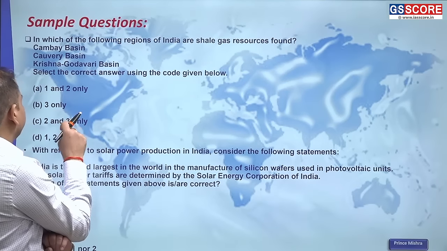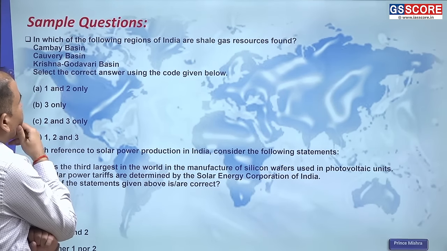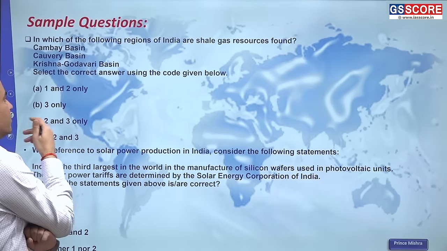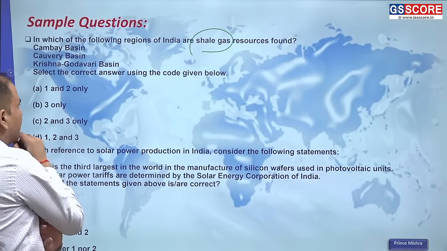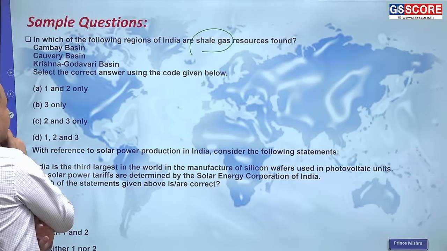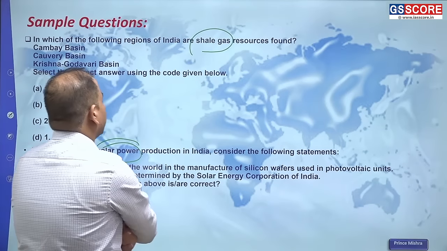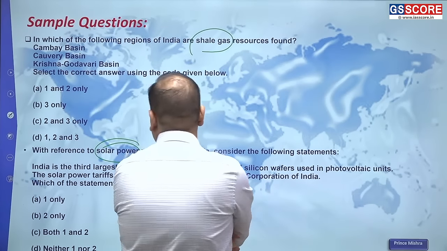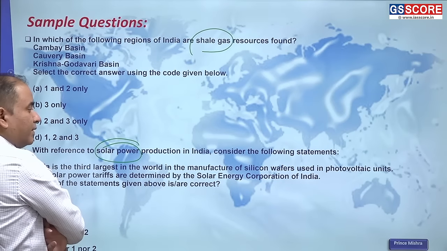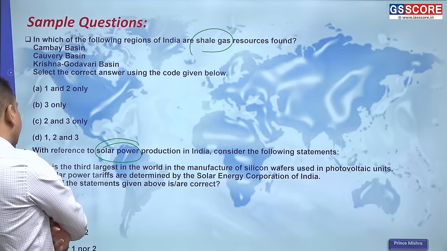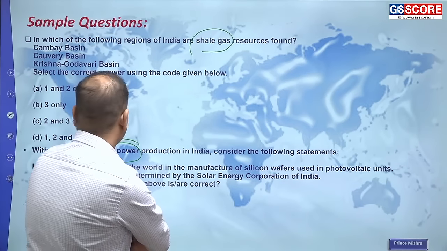Now you will find that questions are regularly asked from this topic, like: in which of the following regions of India are shale gas resources found? Shale gas you will find in shale rocks. So Cambay Basin, Kaveri Basin, Krishna Godavari Basin. Then, with reference to solar power production in India, consider the following statements. India is the third largest in the world in the manufacture of silicon wafers used in photovoltaic units. The solar power tariffs are determined by the Solar Energy Corporation of India.